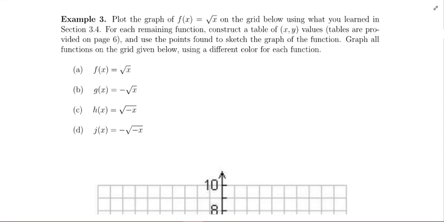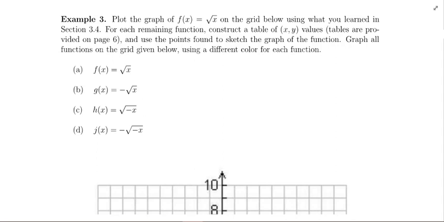Example 3. Plot the graph of f of x is equal to the square root of x on the grid below using what you learned in section 3.4. For each remaining function, construct a table of x, y values. Tables are provided on page 6, and use the points found to sketch the graph of the function.